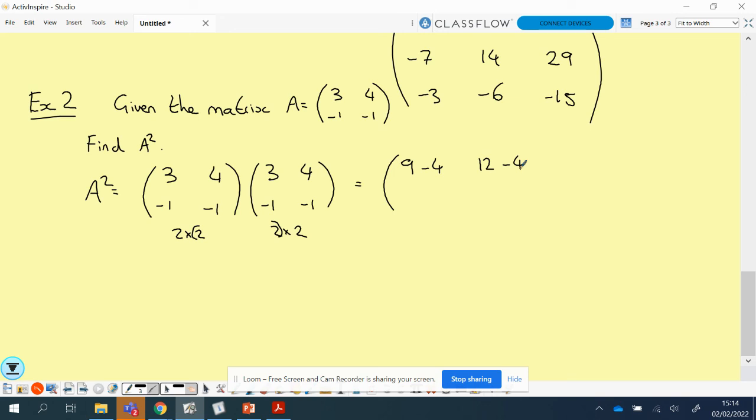Okay. Second row with the first column, so -1 times 3 is -3. -1 times -1 is +1, so -3 plus 1. And lastly, last row with the last column, so -1 times 4 is -4. And then -1 times -1 is again +1. Okay, and that would come down to 5, 8, -2, and -3. Okay with that? Excellent. Okay.